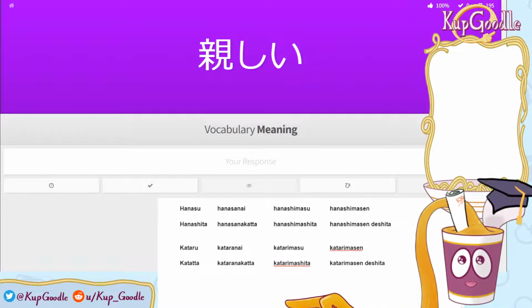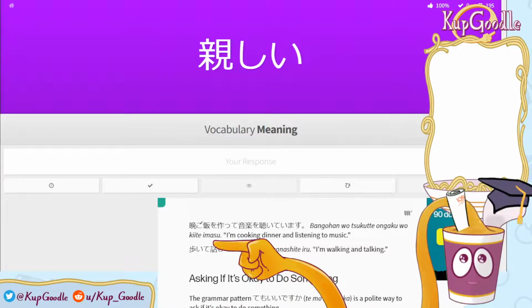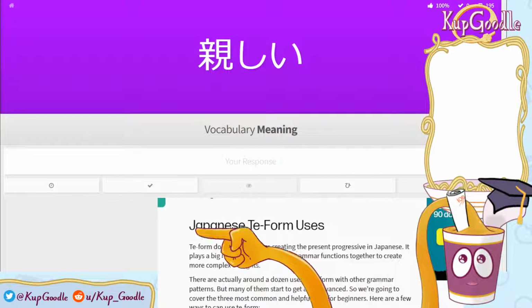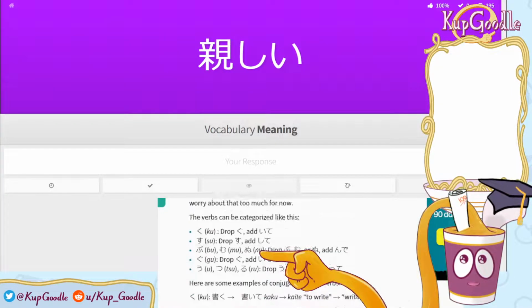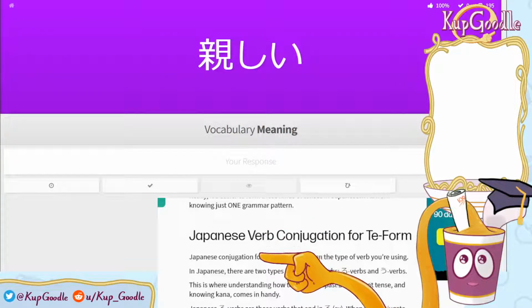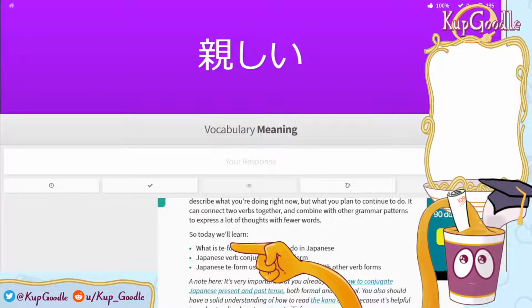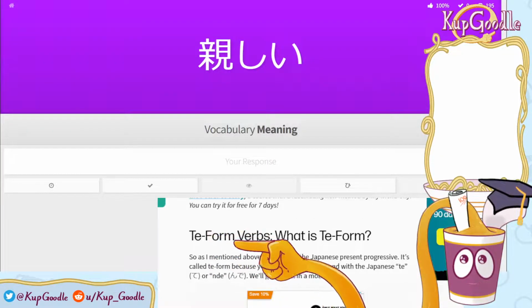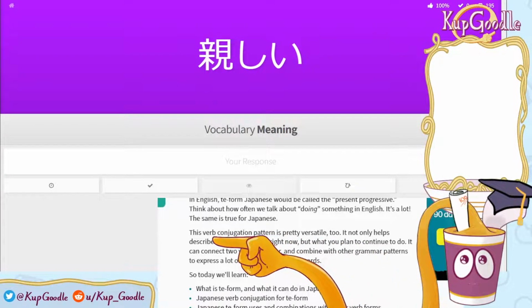So with that in mind, let's briefly look at this page here and see what the te form is like. We have this te form here that we can learn from. So, Japanese te form uses. The most obvious is, where is the thing? Te form is the present progressive. It's called the te form. This verb conjugation matter is very versatile too.